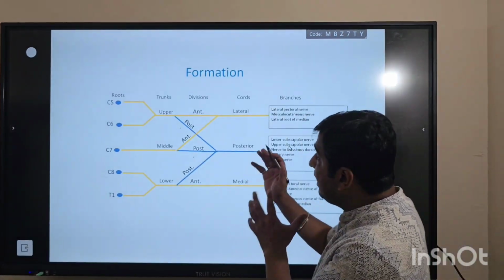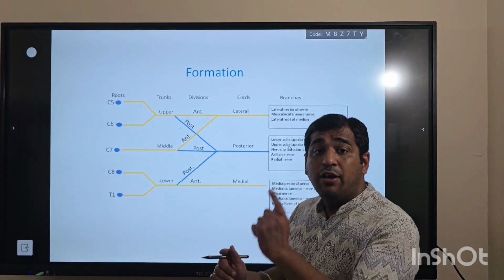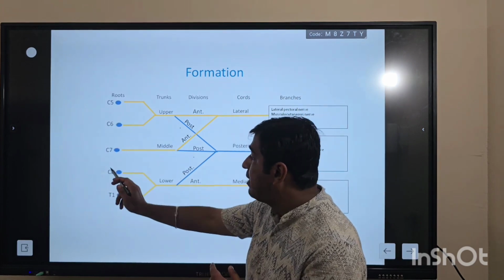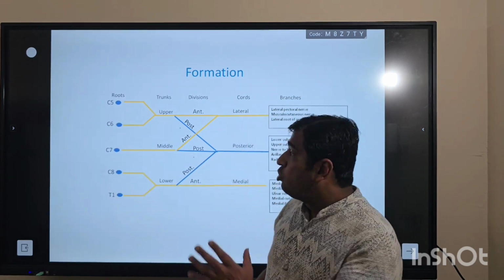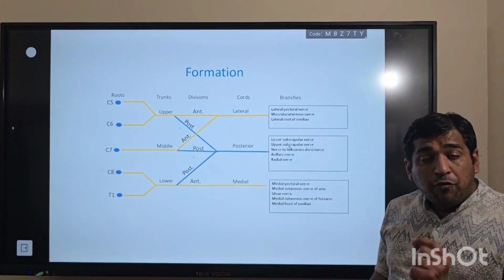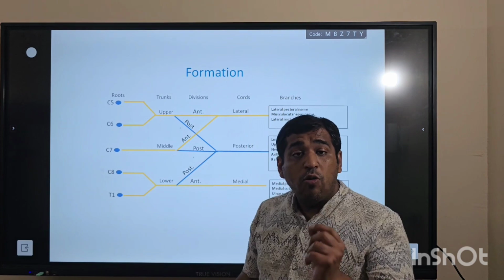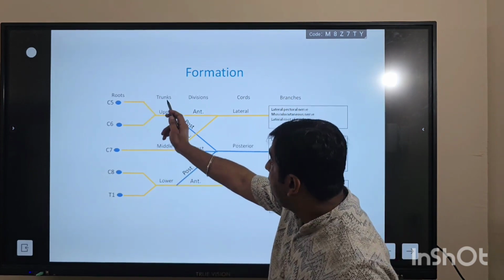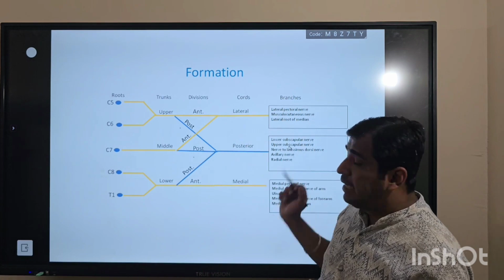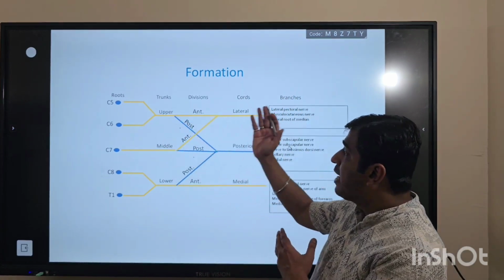So we'll see that it is formed by the ventral rami. I repeat, ventral rami of C5, C6, C7, C8 and T1. So these are known as the roots. In brachial plexus, we form a network, and these networks follow a sequence like roots, then trunks, then divisions, then cords. R, T, D, C. So it is easy to remember. Roots, trunks, divisions and cords.